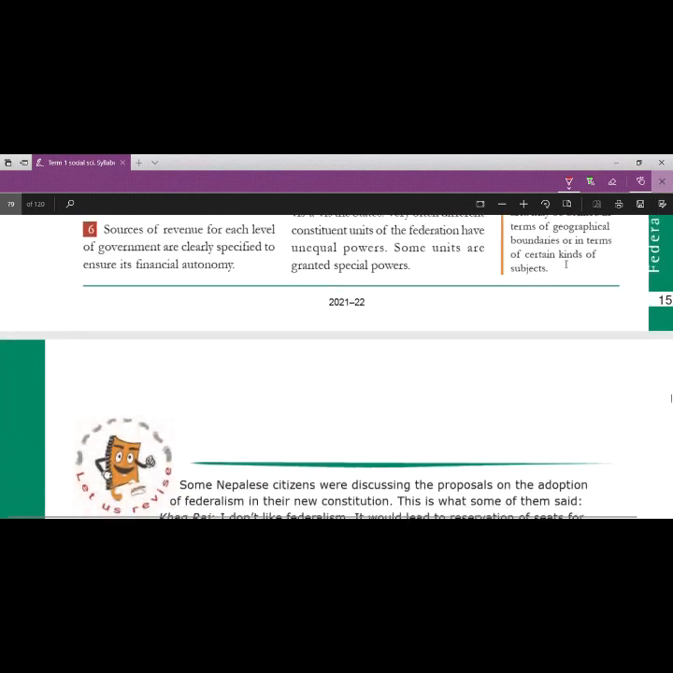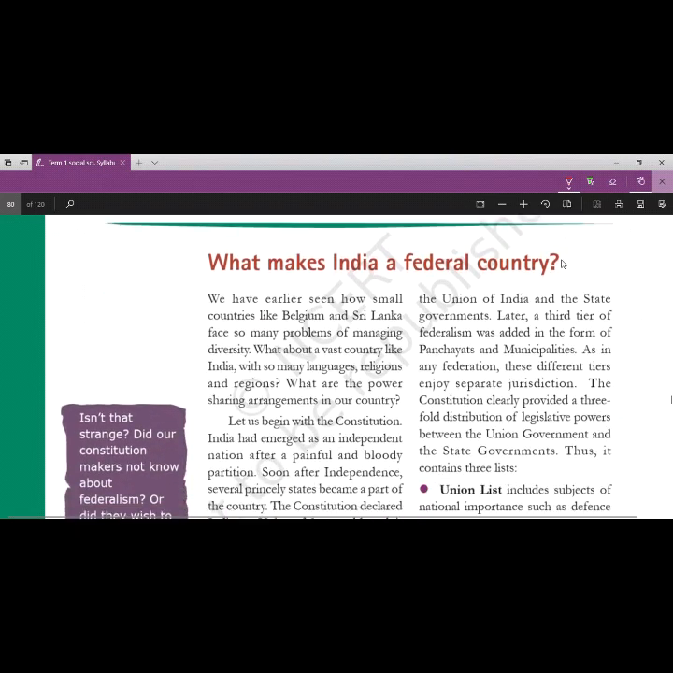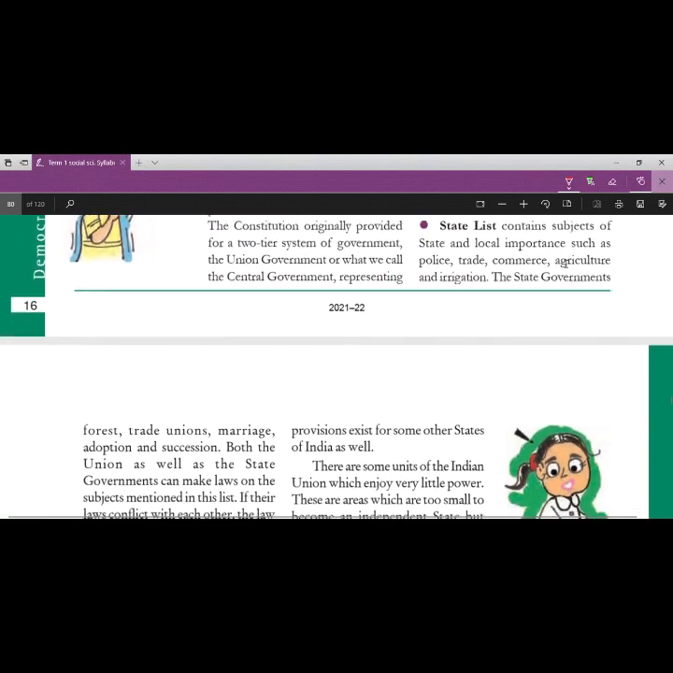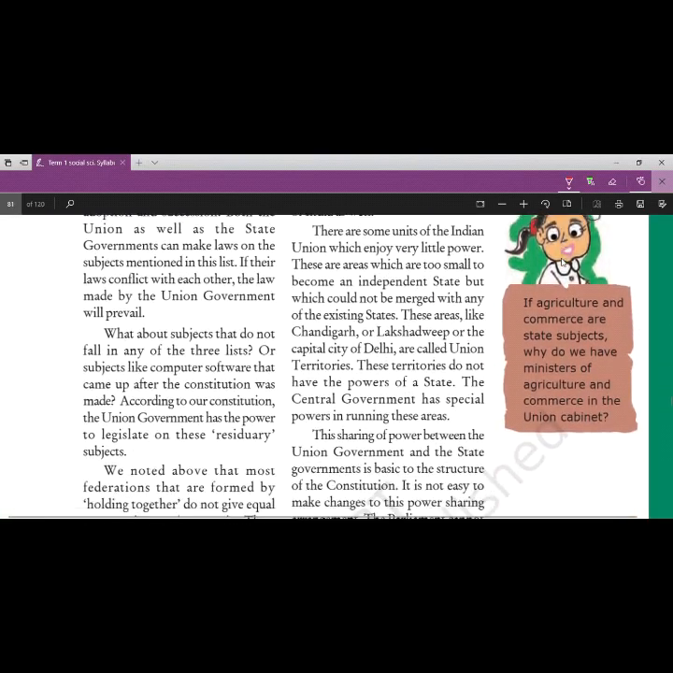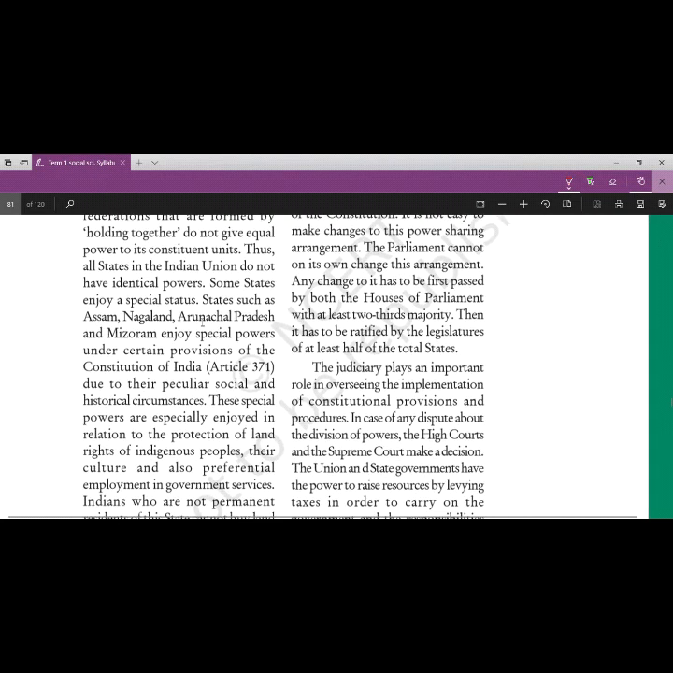What is jurisdiction? Glossary words are also important, which are given in your book along with the chapter. What makes India a federal country? What is the union list? What are the subjects included in the union list? State list and concurrent list. Okay, then there is one question.